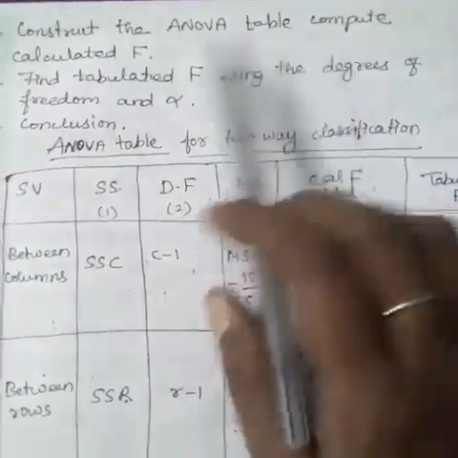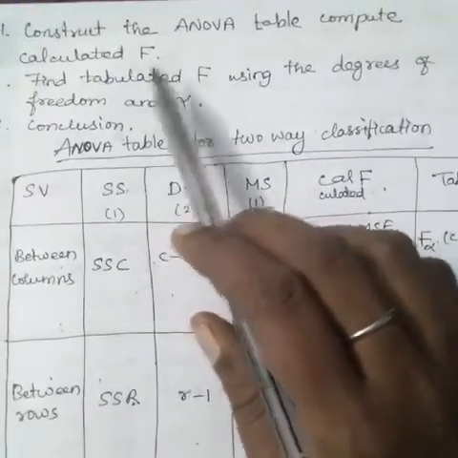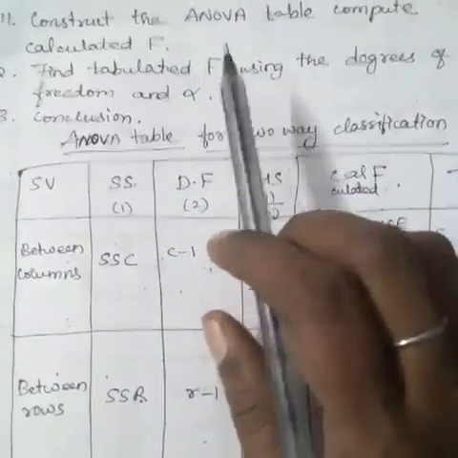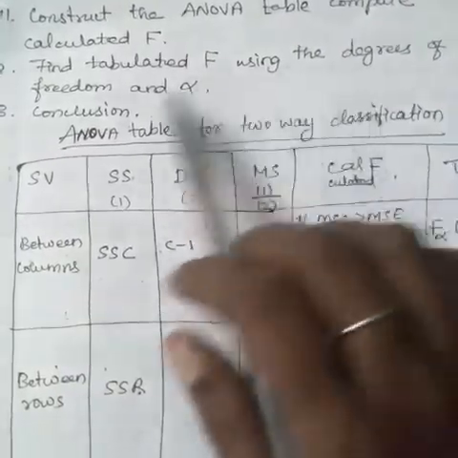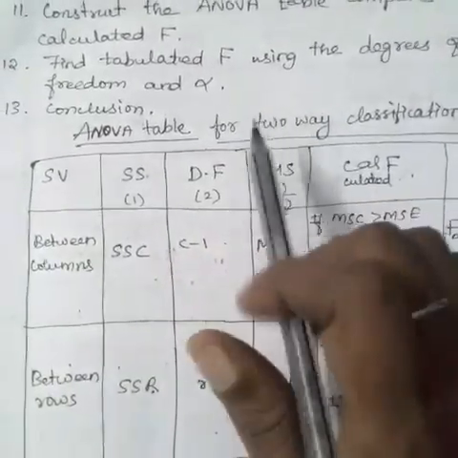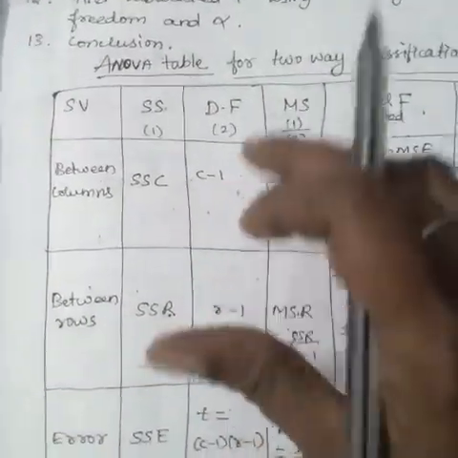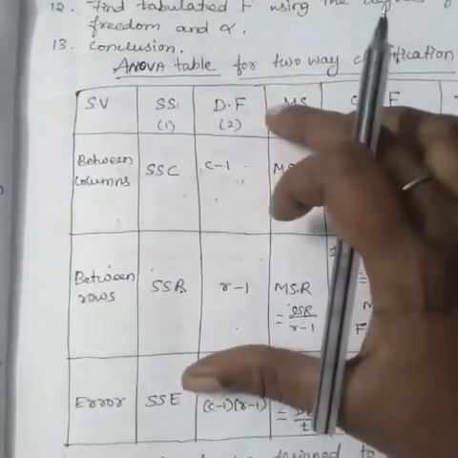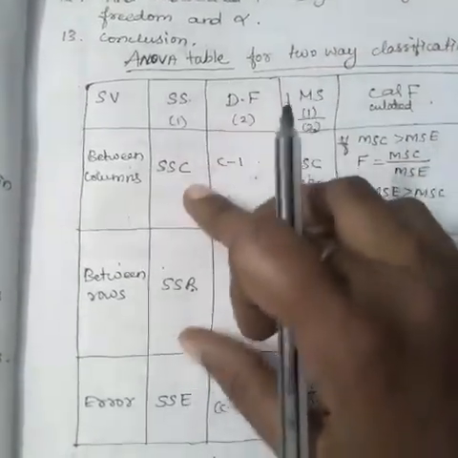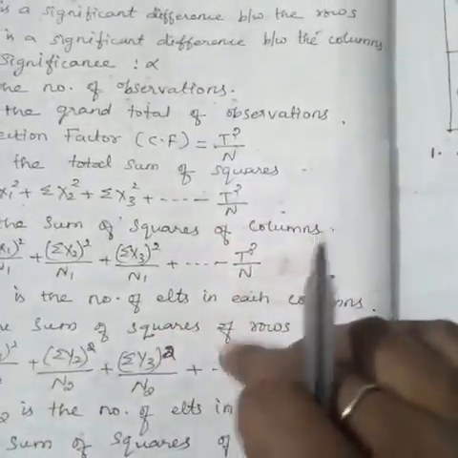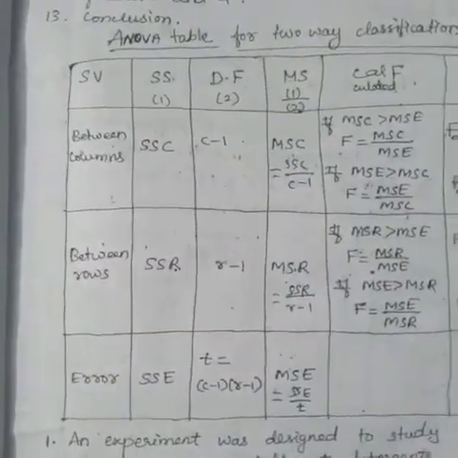Construct the ANOVA table and compute the calculated F, and find the tabulated F. Tabulated value of F, that means the table value, using the degrees of freedom and alpha. Third one, 13th step, conclusion. Finally we have the ANOVA table, and all the values SSC, SSR, SSE we have already calculated. Substitute all these values in table form; that is the ANOVA table.